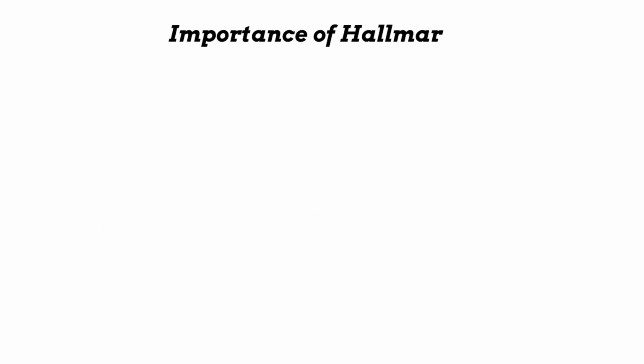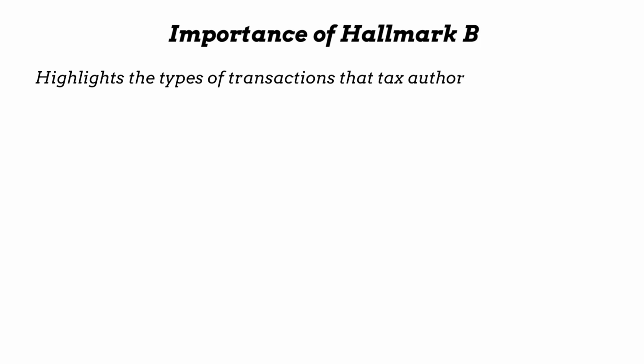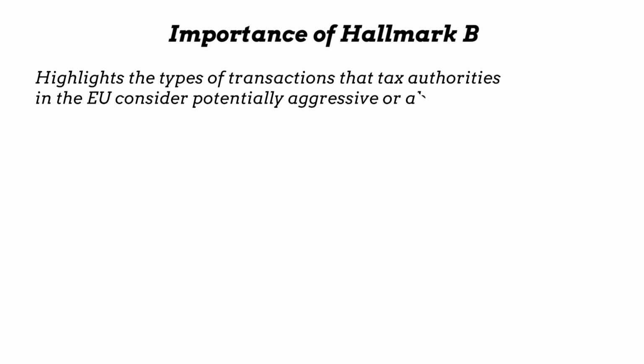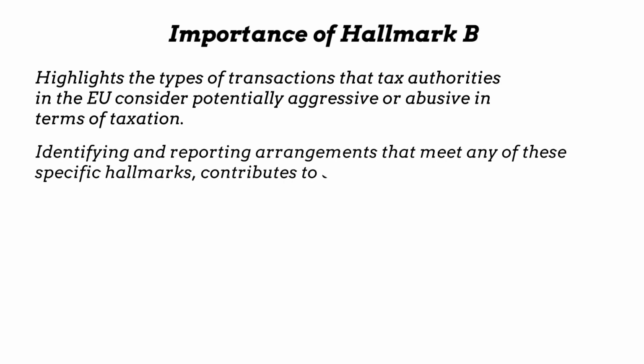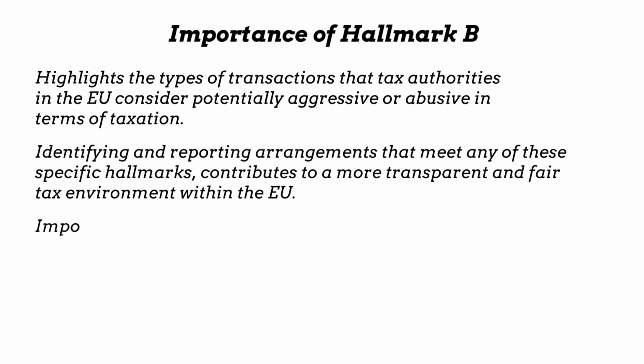Why is it important to understand the different hallmarks, and especially Hallmark B? Understanding Hallmark B is crucial because it highlights the types of transactions that tax authorities in the EU consider potentially aggressive or abusive in terms of taxation. By identifying and reporting arrangements that meet any of these specific hallmarks, intermediaries and taxpayers can contribute to a more transparent and fair tax environment within the EU.